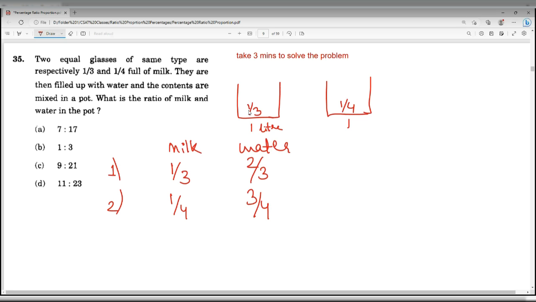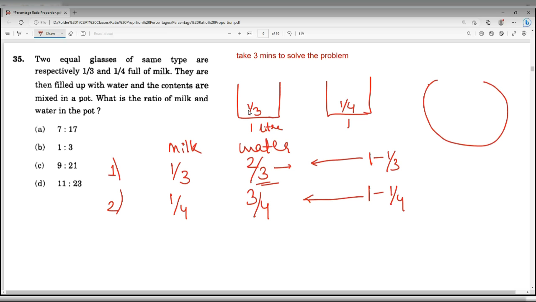And how do we get this 2/3? From 1 we subtract 1/3, and for 3/4 we subtract 1/4 from 1. So the remaining portion was water here: 2/3 is from this, 3/4 is from this. And then the contents of these two glasses are poured into a pot. There is a bigger pot here. So they are pouring this into this pot, and then they're asking what is the ratio of milk and water in the pot.